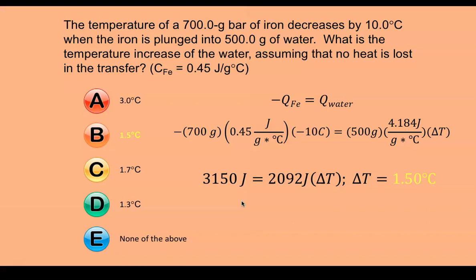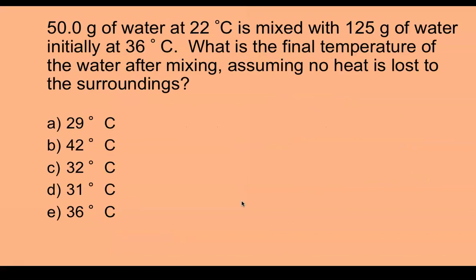I know the mass of iron. I know the specific heat of iron. I know the temperature change of iron. I know the mass of water. I know the specific heat of water, but I don't know the temperature change of the water. Plug everything in and solve. All right. Next one.